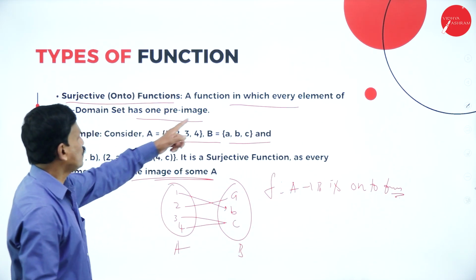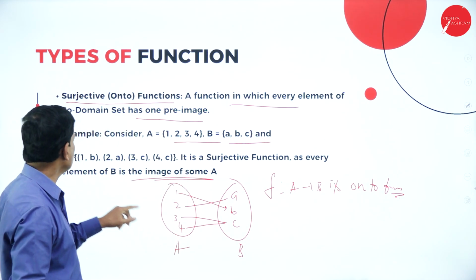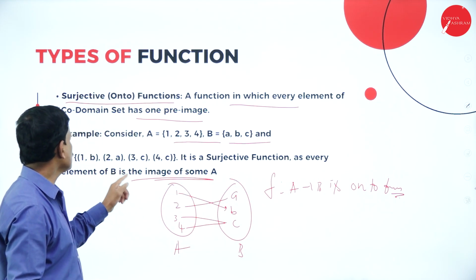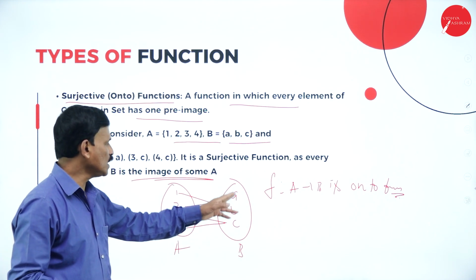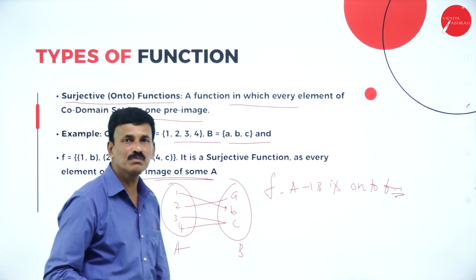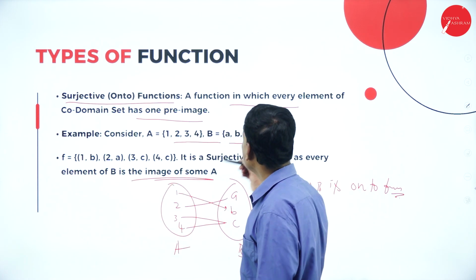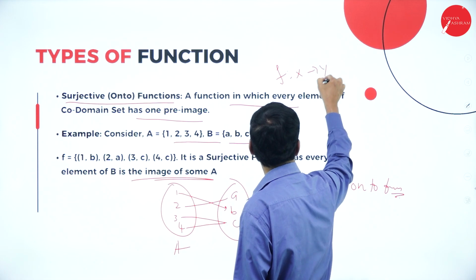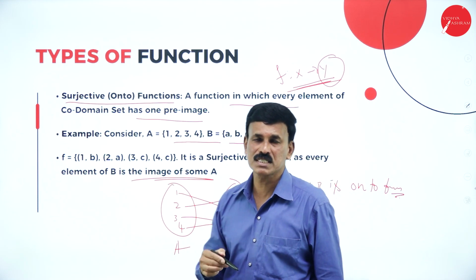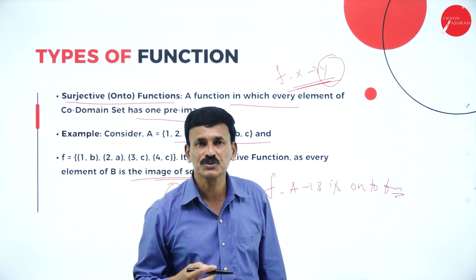That means a function in which every element of the codomain set has a pre-image. Here, the function is such that every element of B is the image of some element of A. Every element of B is an image of some element of A. So, therefore, f from A to B is an onto function. That is how to define it: a function f from X to Y is called an onto function if every element of Y has a pre-image in X, then such a function is called an onto function.